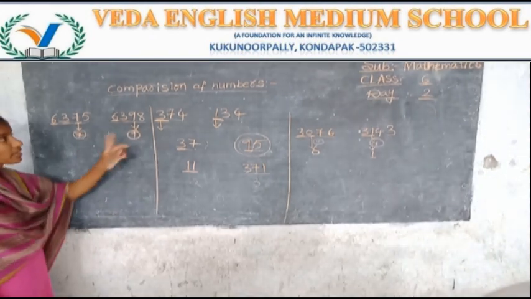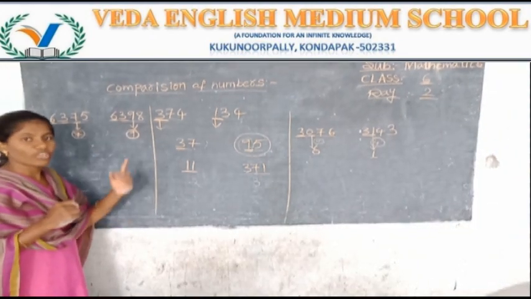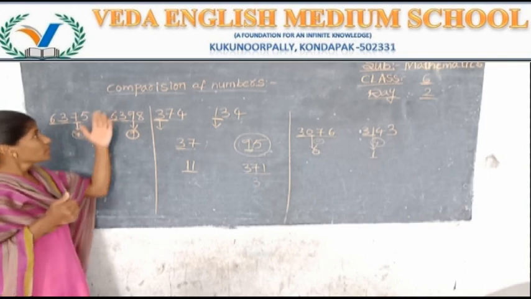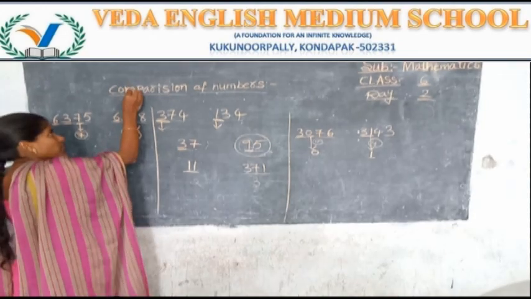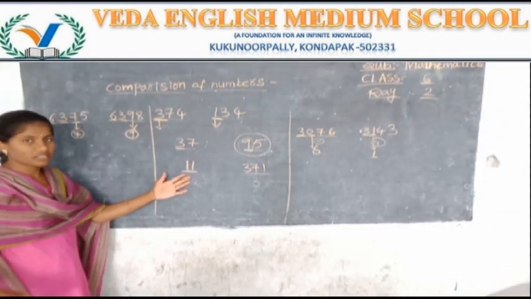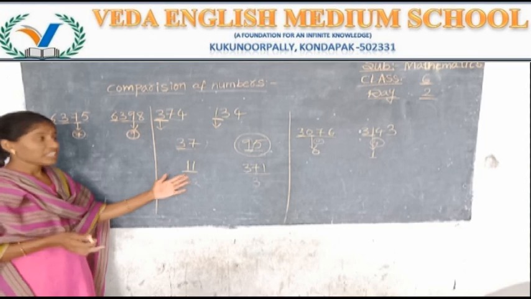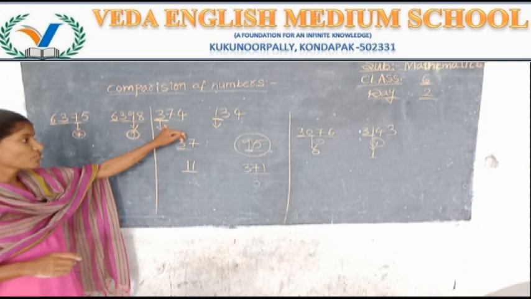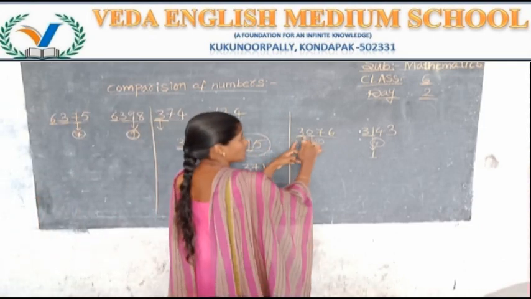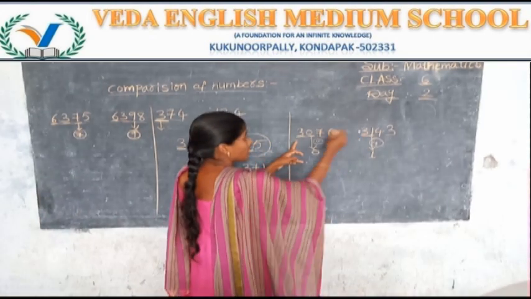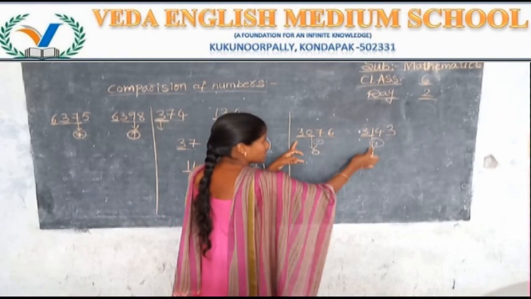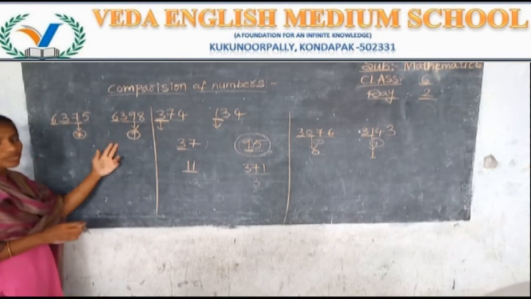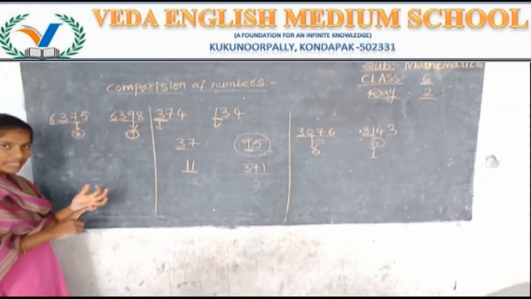Like this you have to compare. Comparison of numbers means you have to say what is the greater number and what is the smaller number. Before starting comparison of numbers, first of all you have to count the digits. If the digits are equal, then you have to compare the first number. If the first number is also equal, then you have to compare the next. Here both the first numbers are equal. If the first number is equal, then you have to compare the second number. If the second number is also equal, then you have to compare the third number.